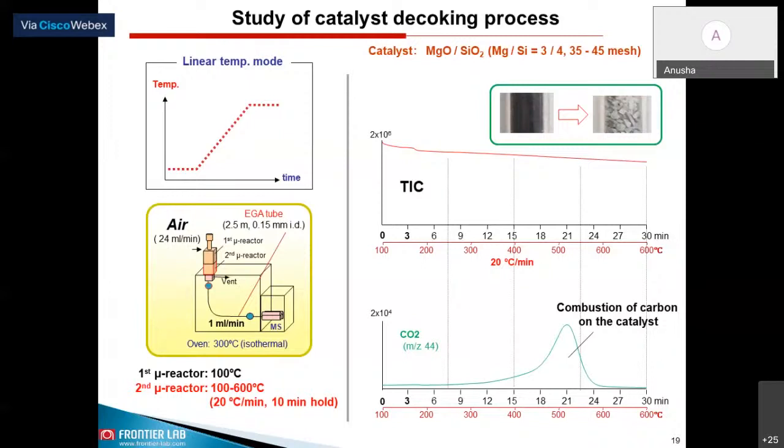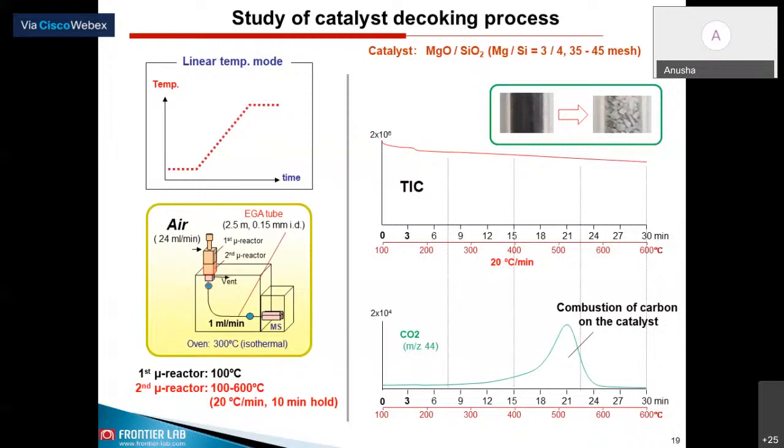So this is the resulting TIC. The one below is the EIC of CO2 from the surface of the catalyst. You can see that the highest yield of CO2 is around 500 degrees, where the green line peak is shown, where the combustion of carbon on the catalyst took place. It's mainly at 500 degrees.